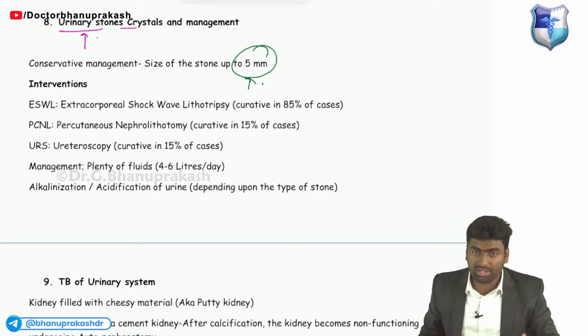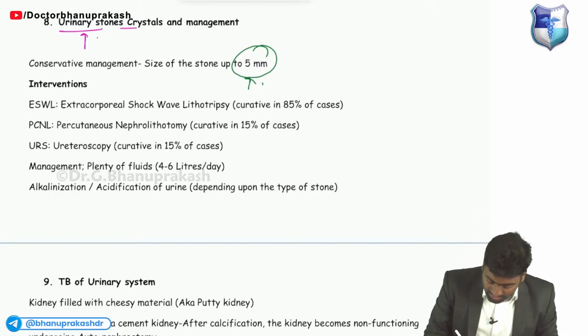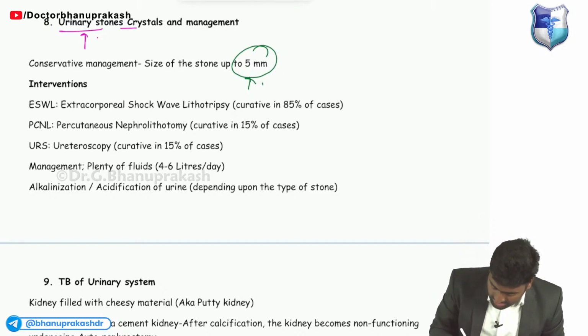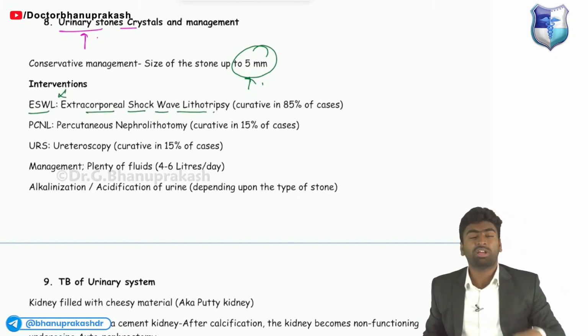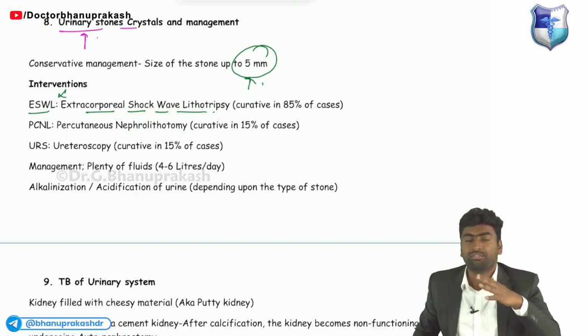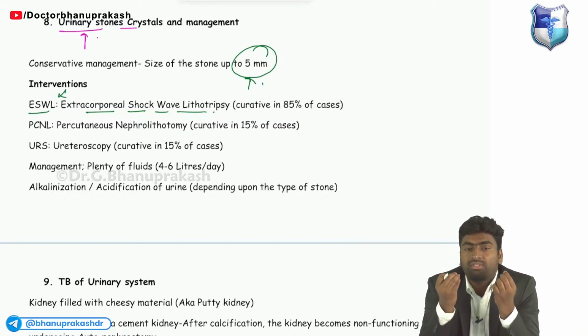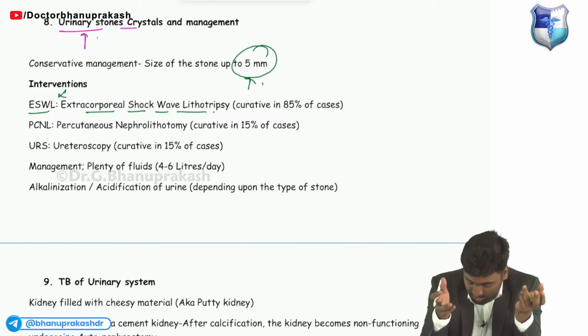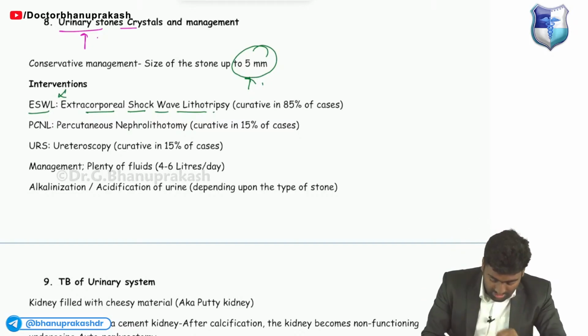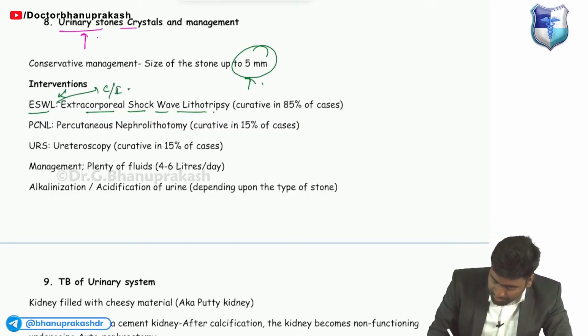If it is more than 5, then we'll go for intervention. One thing we can do is extracorporeal shock wave lithotripsy. We give a shock wave from the outside. When you give this shock wave, it will break the stones into small pieces, and they will come out through urine. So remember, ESWL is contraindicated in pregnancy and any bleeding disorder. Okay, remember, any bleeding disorder.